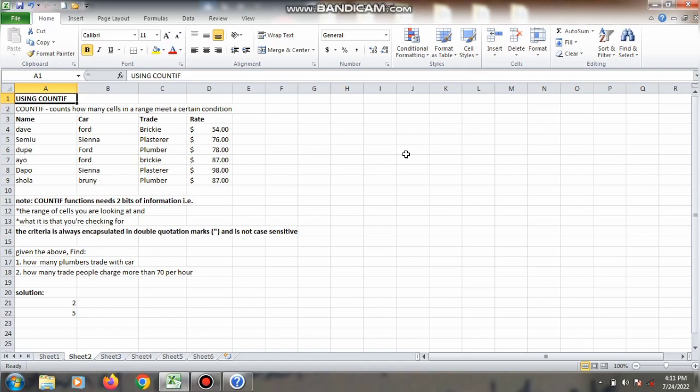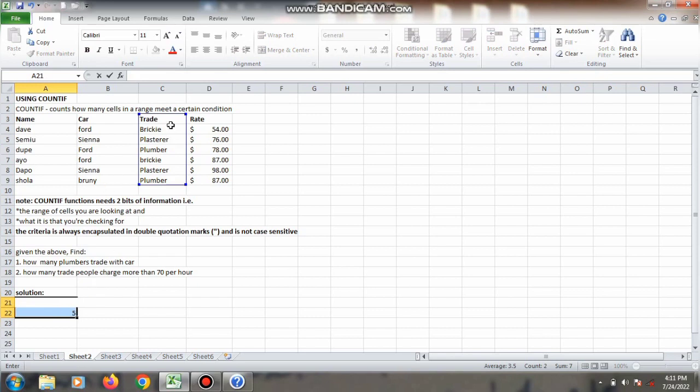For every function, there must be a particular range of cells that you want to look at, and the exact thing that you are looking for that you want to count. Now, I have the question here that says, given the above, find how many plumbers trade with car. Yes, how many plumbers use their car for trading? That is what we want to look at.